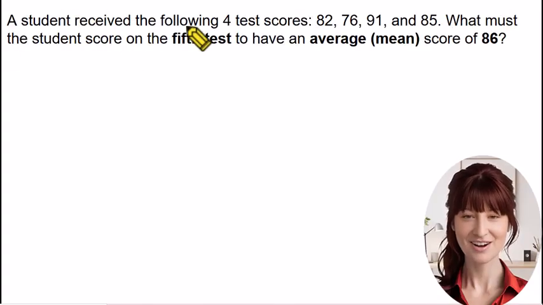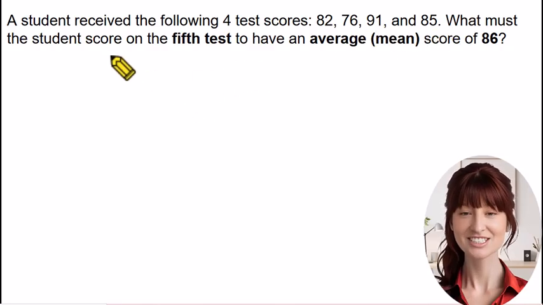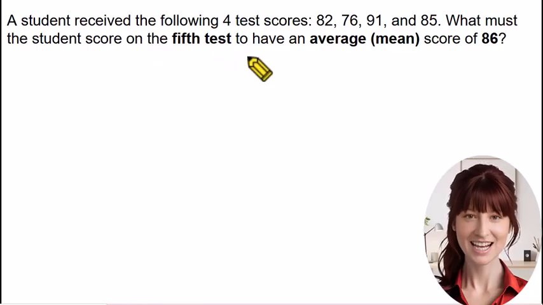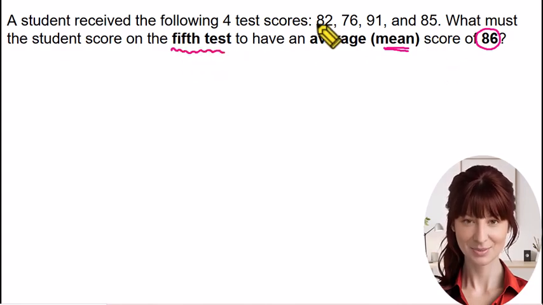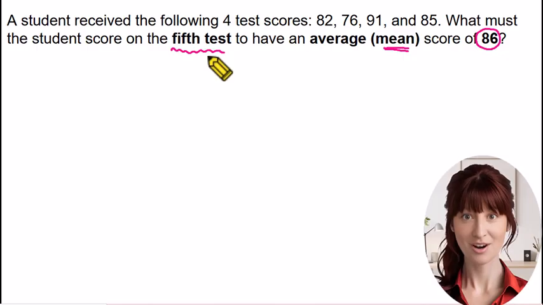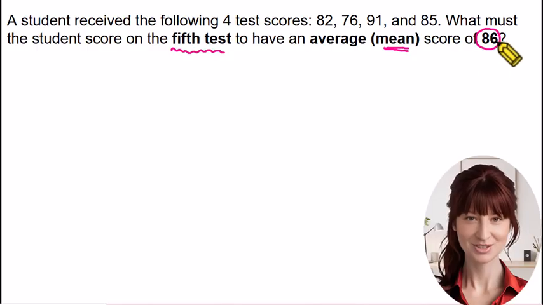A student received the following 4 test scores: 82, 76, 91, and 85. What must the student score on the 5th test to have an average or a mean score of 86? So we know that the mean is 86. Now we just learned that to find the mean, we have to add all 5, right? Because we have 4 numbers plus the 5th unknown score. So we have to add all 5 numbers and divide that sum by 5, and the answer would be 86.